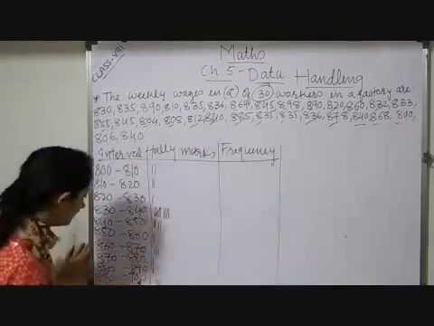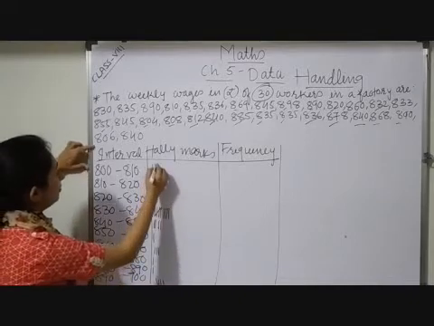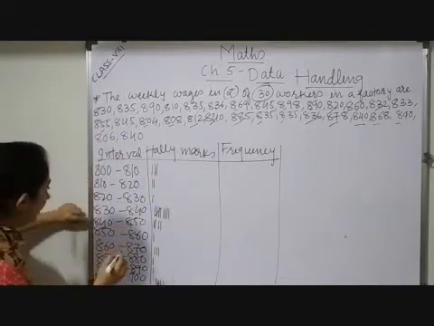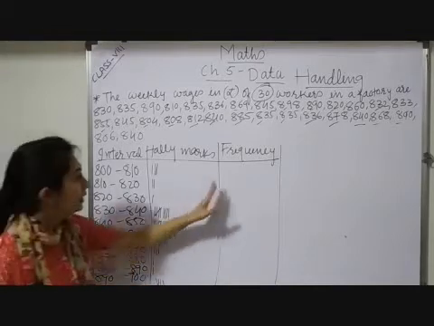890 will come in the last interval. 806 will come in the first interval. 840, again 5 will complete it. Now this tally here I have to count.